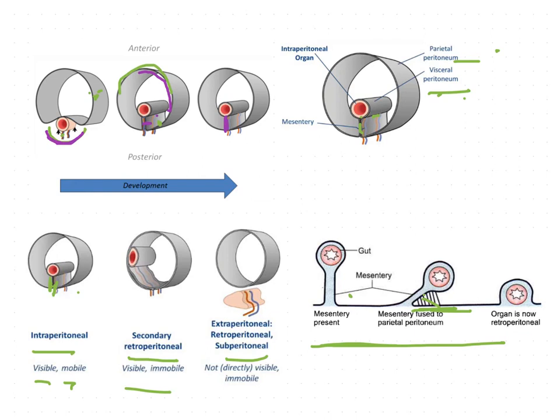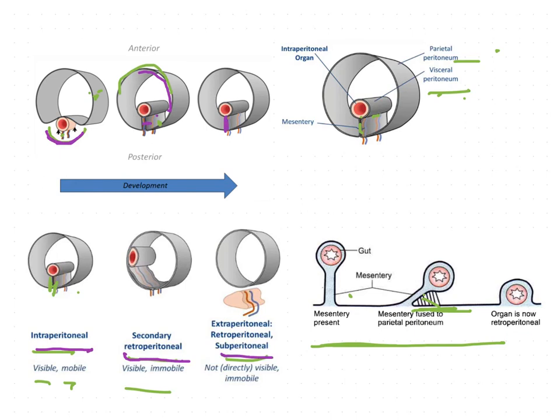Based upon the position of the visceral organs in relation to the peritoneum, they are defined as intraperitoneal, secondary retroperitoneal, and also mesoperitoneal visceral organs.